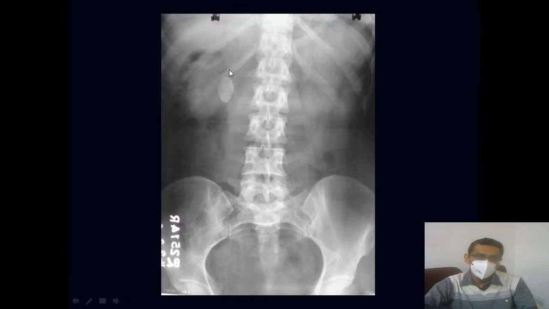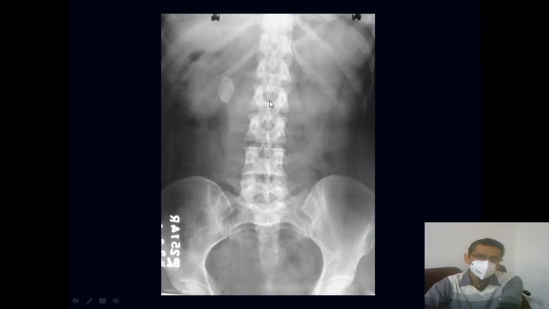Where is it anatomically? If you see, this is the outline of the kidney. Yeah. So this looks like it is in the hilum of the kidney. This is the left kidney. Can you see this? This is the left kidney. This is the right kidney. So this most likely is the right renal pelvic calculus.